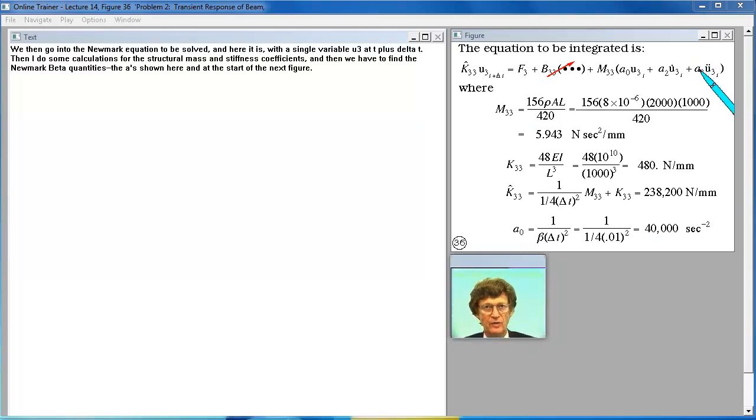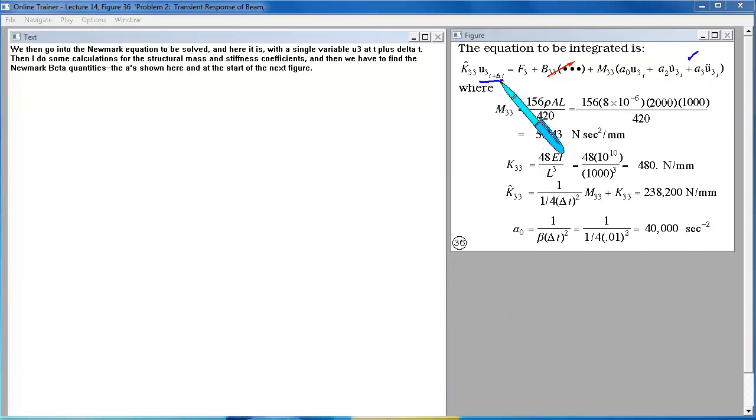We then go into the Newmark equation to be solved, and here it is for the single variable u3 at t plus delta t. Then I do some calculations for the structural mass and stiffness coefficients, and then we have to find the Newmark beta quantities, the a's shown here and on the start of the next figure.